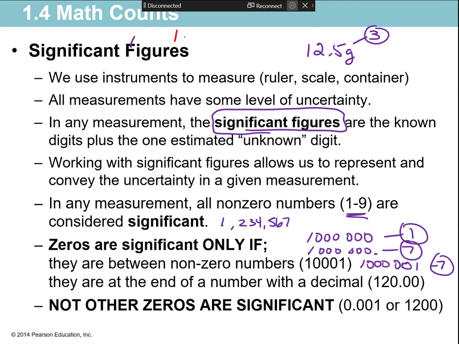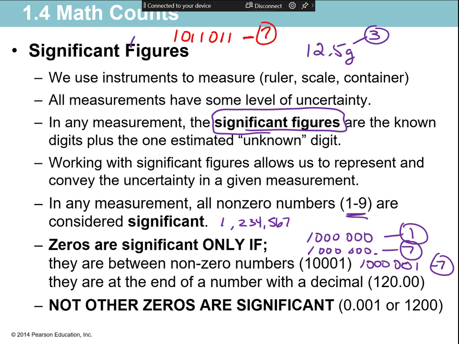So if I had 1, 0, 1, 1, 0, 1, 1. So how many significant figures would that have? Hold on. It's coming back up. It's up at the top. So up here. 7. I've just been picking 7 randomly tonight, not on purpose.